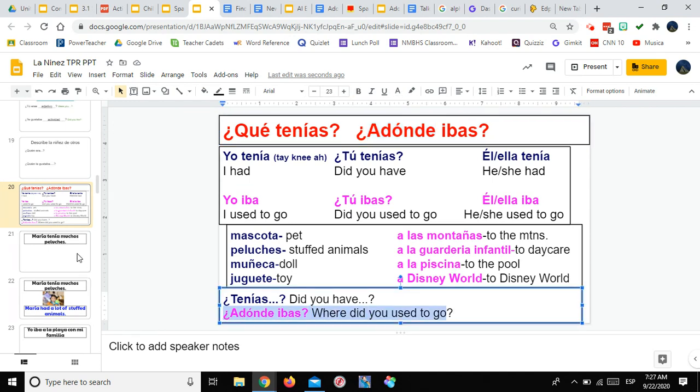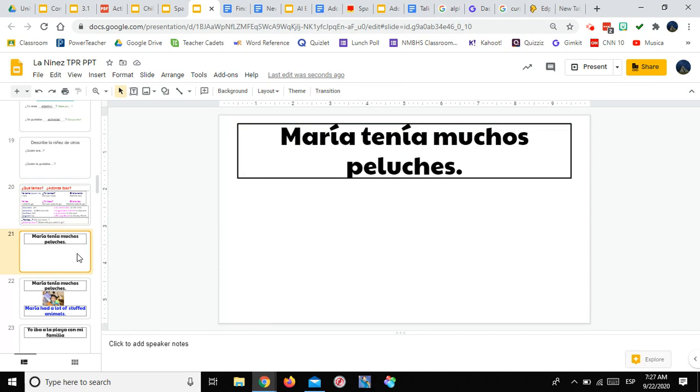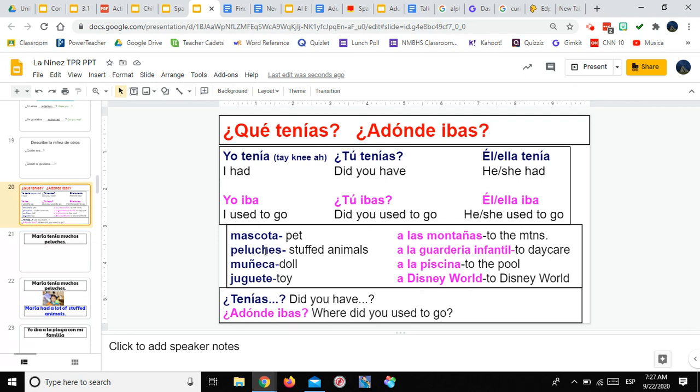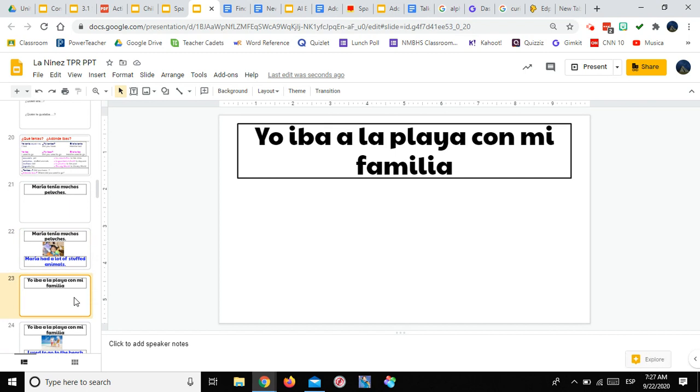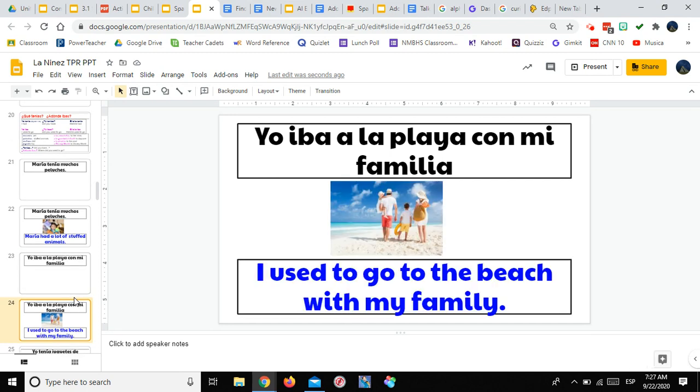All right, so let's try some of these. If you want to go through them and pause the video, see if you can decipher what these mean. María tenía muchos peluches. So if you remember, peluches are stuffed animals. And María tenía is she had, so María had a lot of stuffed animals. So you can go through these. Yo iba a la playa con mi familia. That's how you say I used to go to the beach with my family.